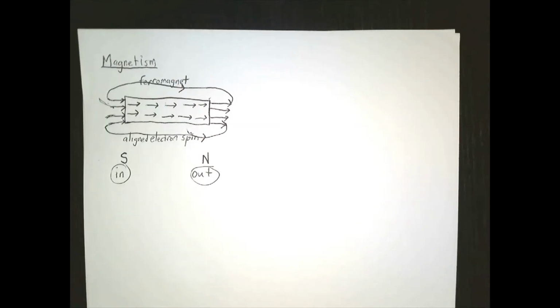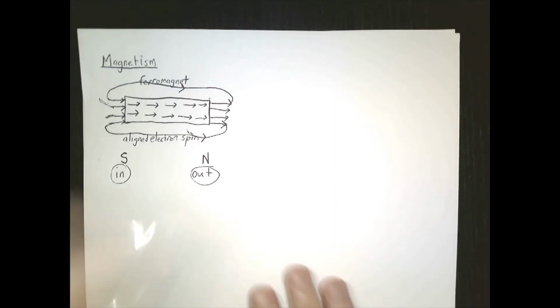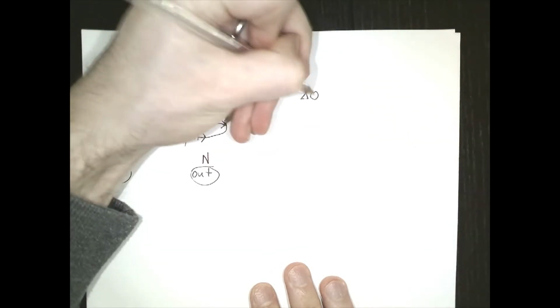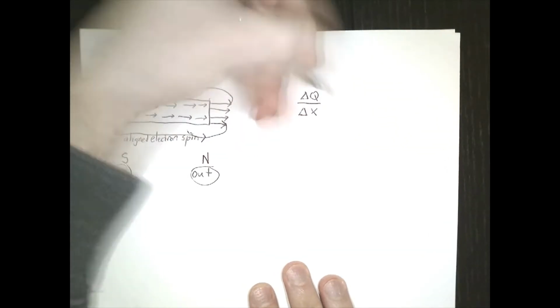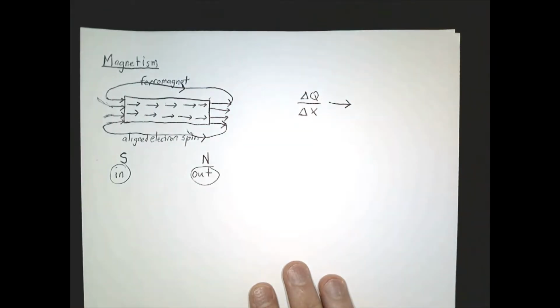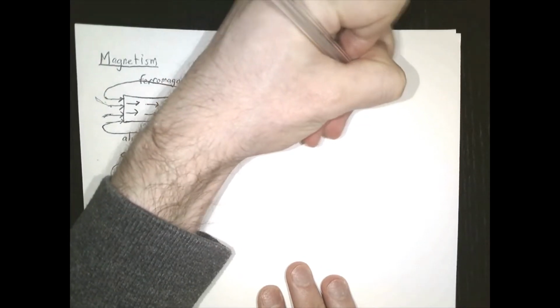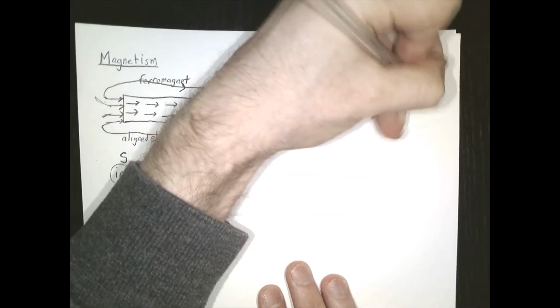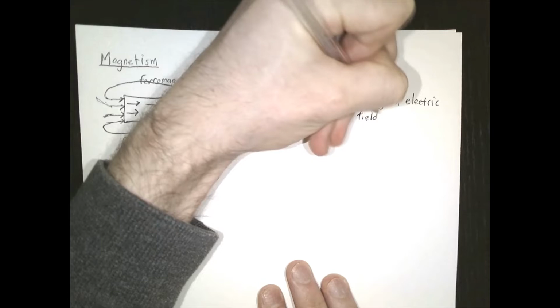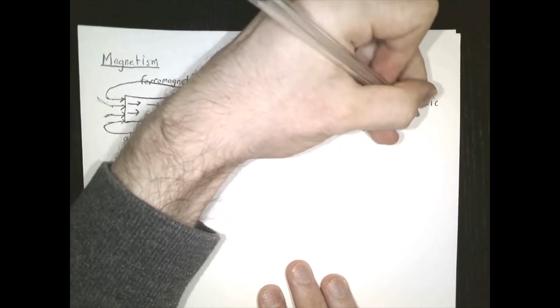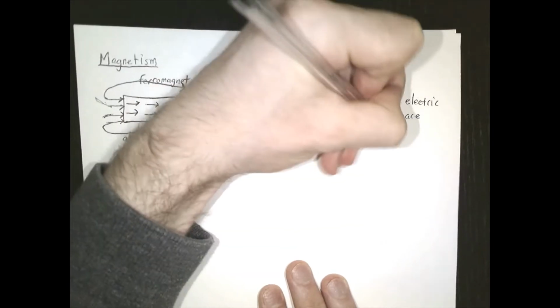So that's our ferromagnet. We can also get magnetic fields stemming from a change in charge over space. So if I have a change in the amount of charge over some spatial dimension, this change in charge, and therefore change in electric field, will give us a magnetic field. So change in electric field in space creates a magnetic field.